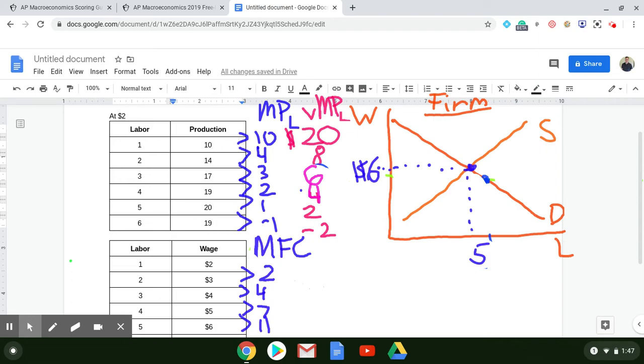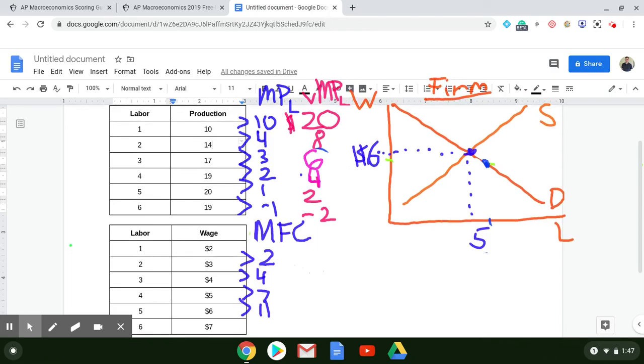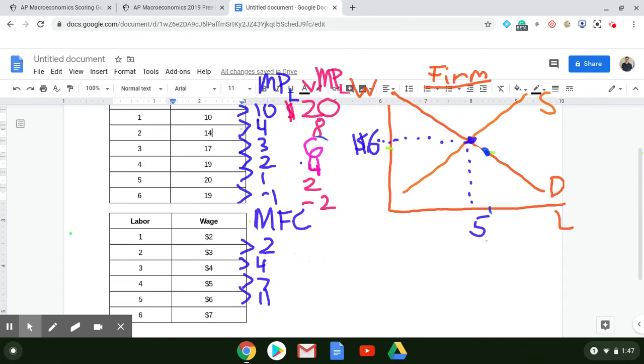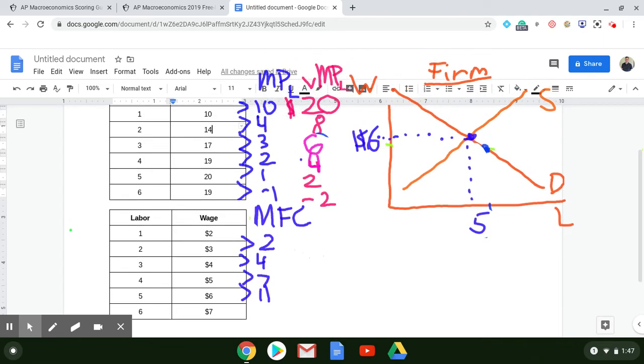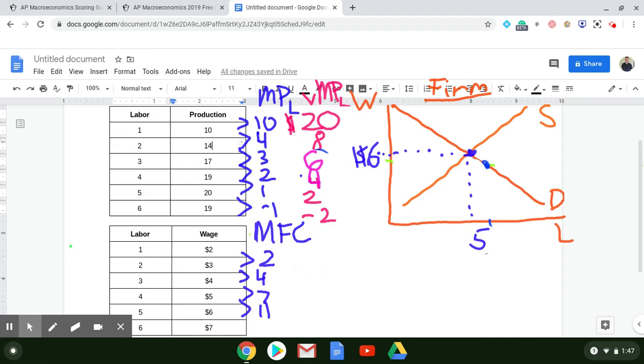But now, because you have to raise everyone's wages with each person that you hire, you have this higher marginal factor cost. And so this first person gives you $20 extra. Second person gives you $8 extra, but he costs you $2 extra. Third person gives you $6 extra, but costs you $4 extra. The fourth person gives you $4 extra, but costs you $7. So you're going to stop at that third person.